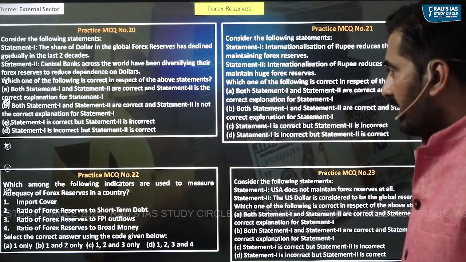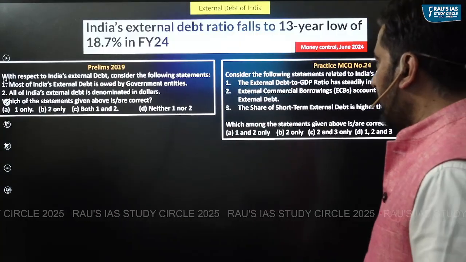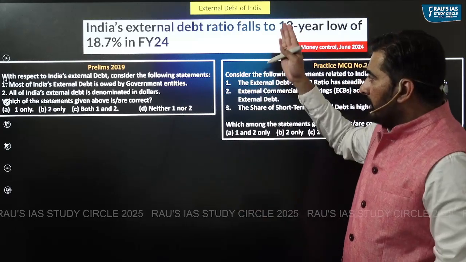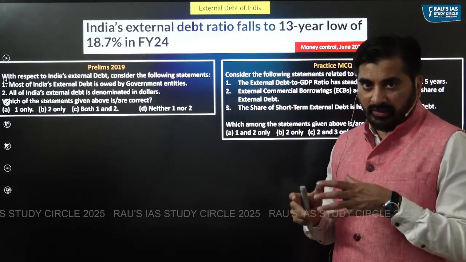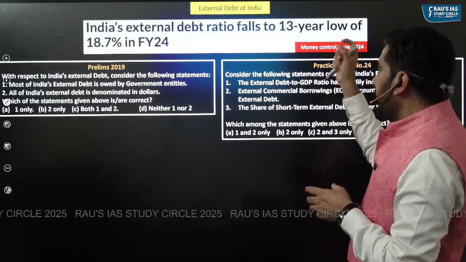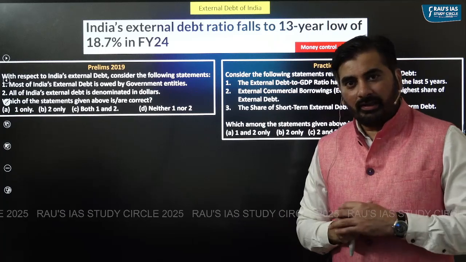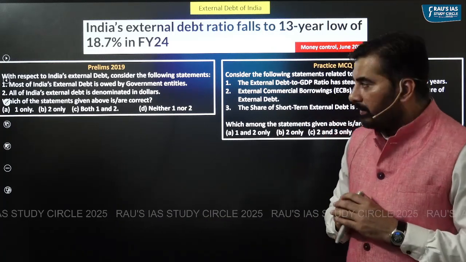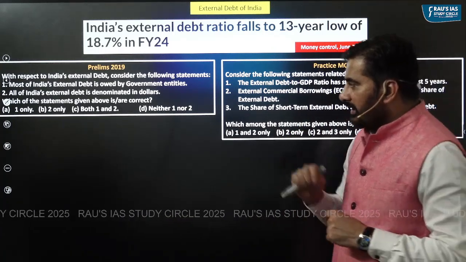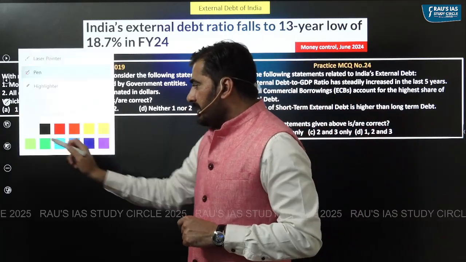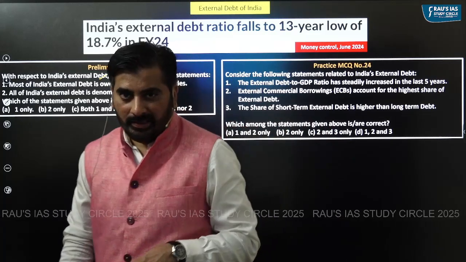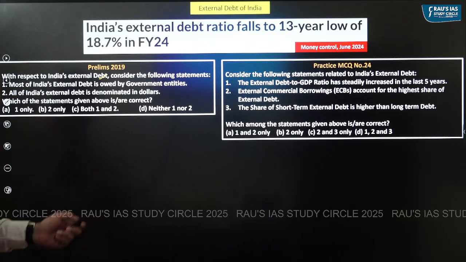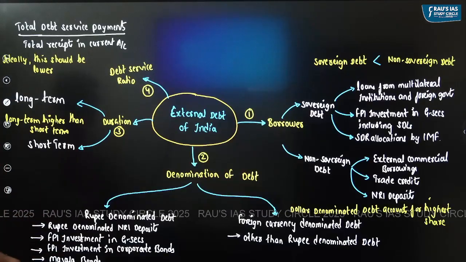Now let's move to the last part of our discussion. The last part of our discussion is with respect to external debt. As you can see, the external debt to GDP ratio of India has fallen to a 13-year low of 18.7% in the year 23-24. So there has been a fall in the external debt to GDP ratio. Why is it important? In prelims 2019, there was a question with respect to the external debt of India. Similarly, you could get a question something like this about external debt. So let's briefly discuss India's external debt.